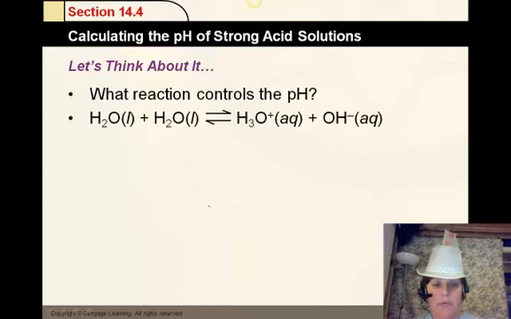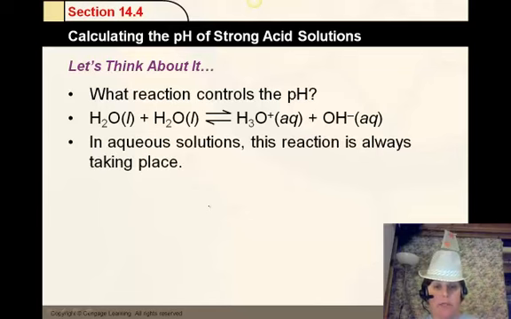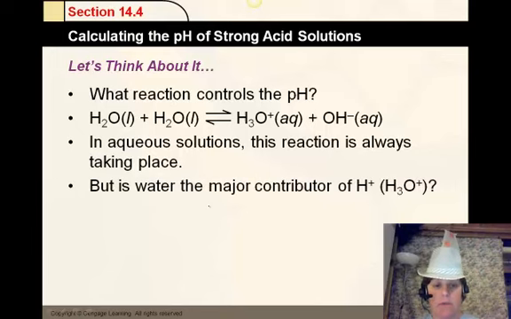because what controls the pH? Here's the self-ionization of water, and in aqueous solutions, this reaction always takes place along with all reactions. But what's the major contributor of hydrogen ions? Of course, it's the nitric acid. So in that case, we just take the negative log of the hydrogen ion concentration from several slides ago, and we get 1.82.